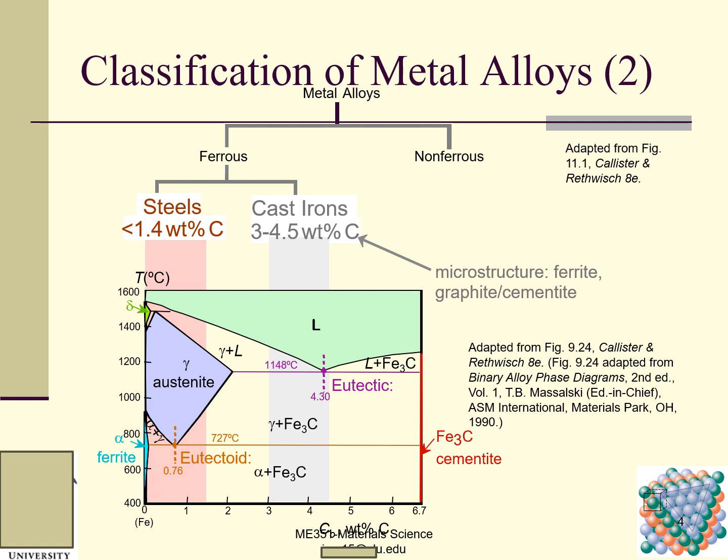So the microstructure for this cast iron, we know that it has ferrite and graphite and also cementite. Cementite is Fe3C. So here we have this kind of microstructure.